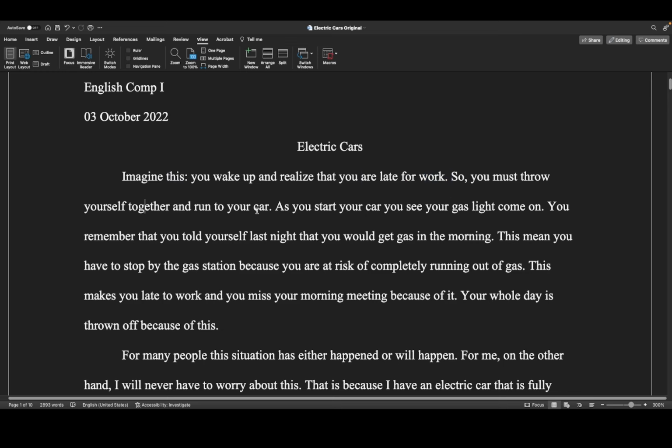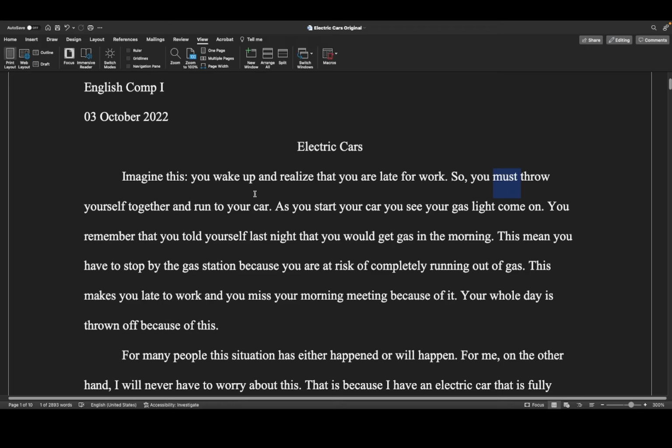So you must throw yourself together and run to the car. This actually can't go here. Now, this sentence is technically correct. This is a grammatically correct sentence. What doesn't work with this is the context. It's a tense issue. So we are imagining something, and we're imagining all these things that we have to do, right? You wake up, you are late, you start your car, you see, right? All of these things are in the present tense.